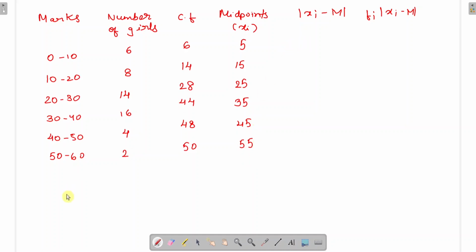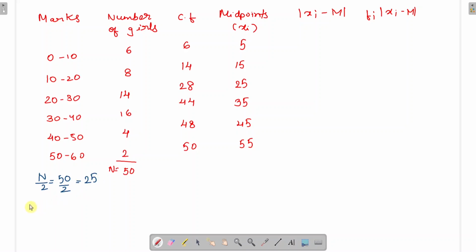Now we have to find the median. First you can see n by 2. So n is just the sum of the frequencies, and that is 50, right? So n is equal to 50. That means n by 2 is 50 by 2, that is 25.